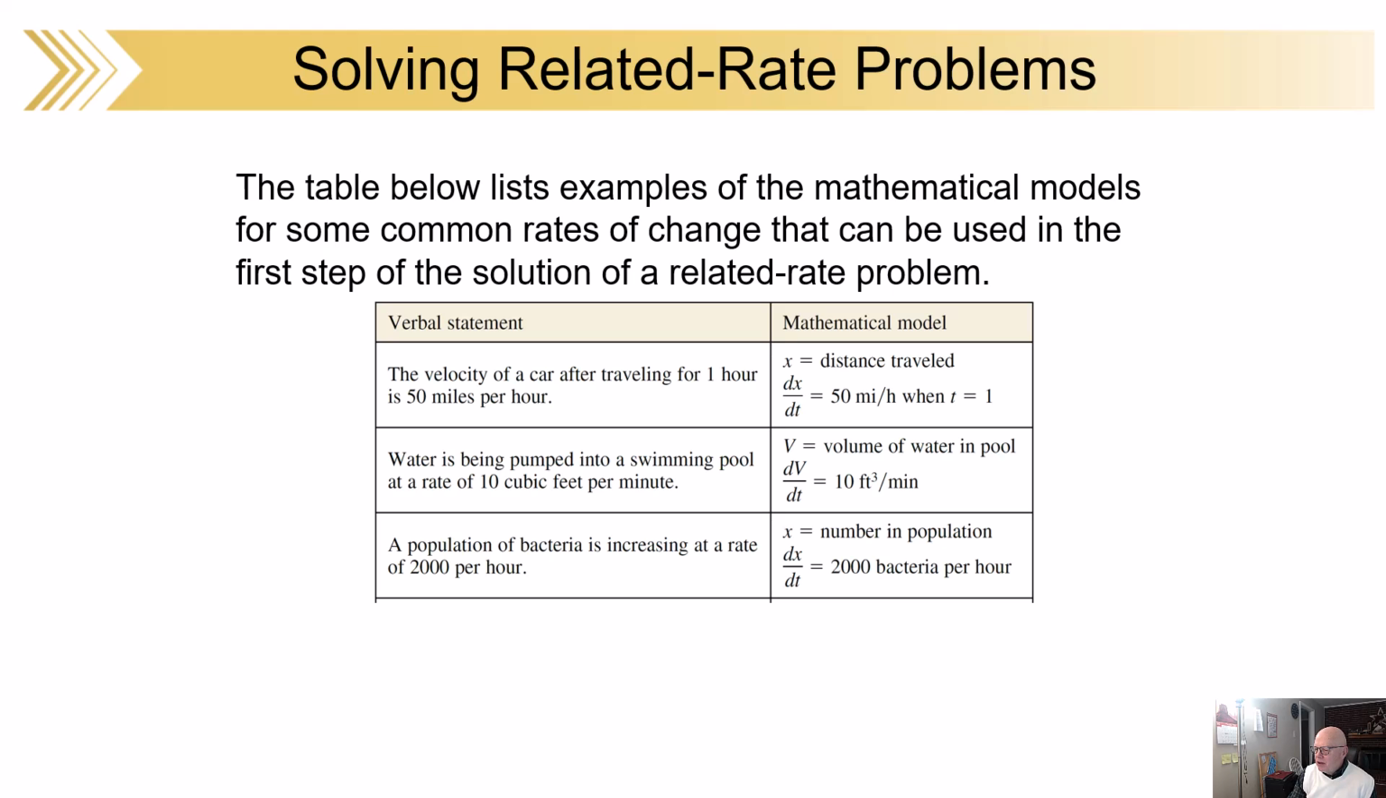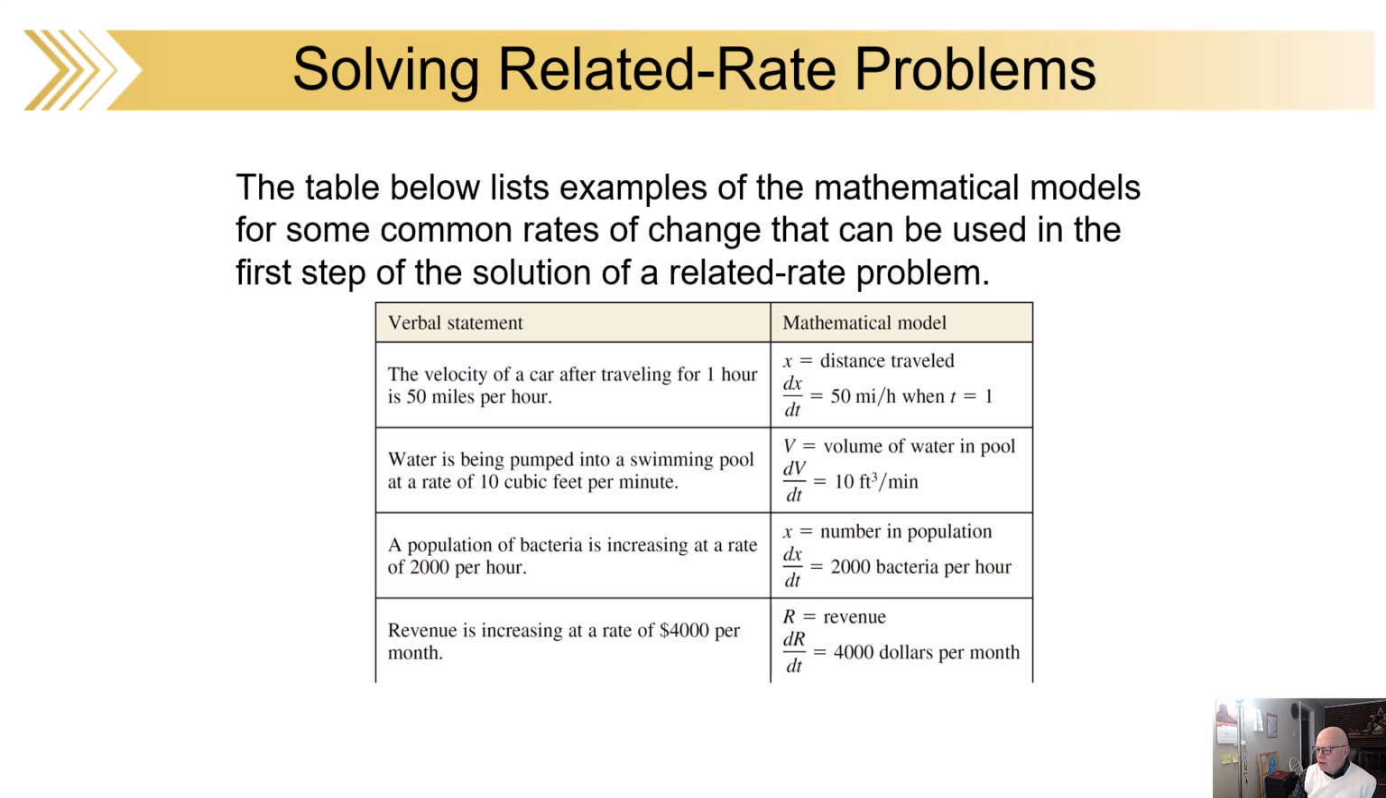Population of bacteria, and they're increasing at 2,000 per hour. I hope this isn't something that's making us sick. This is how many are in the population, and that's how they're increasing. So these are just to get your mind thinking about what kinds of variables, what kinds of relations, what kinds of givens and models that you can have.